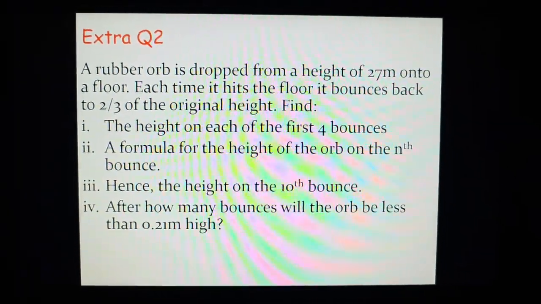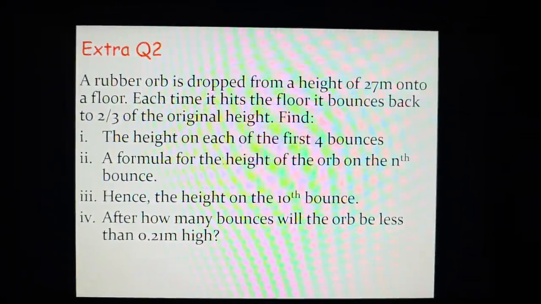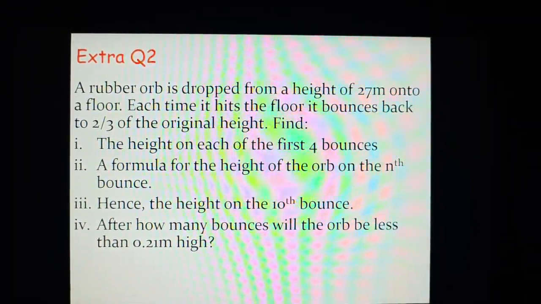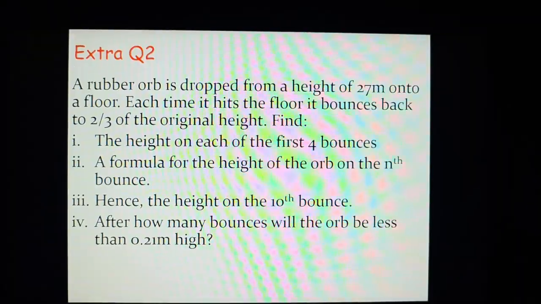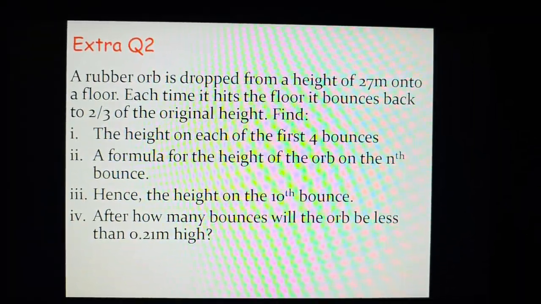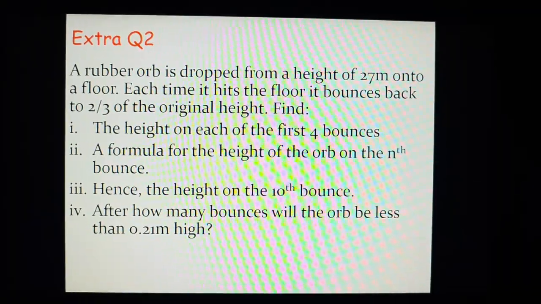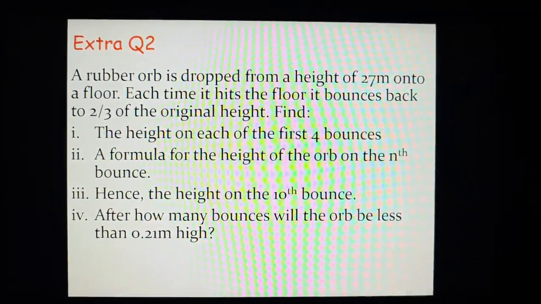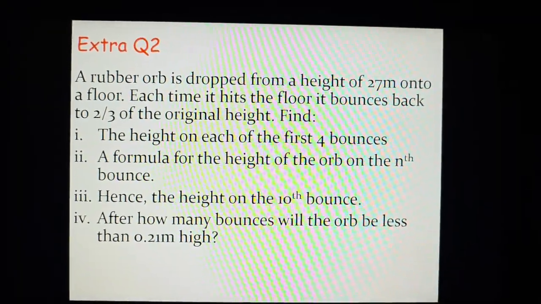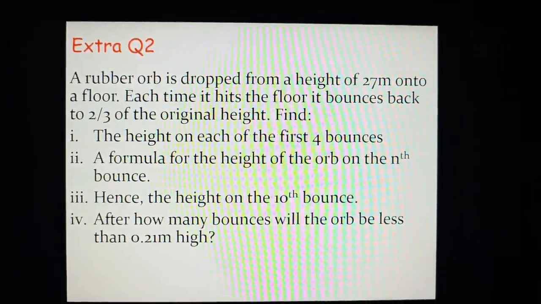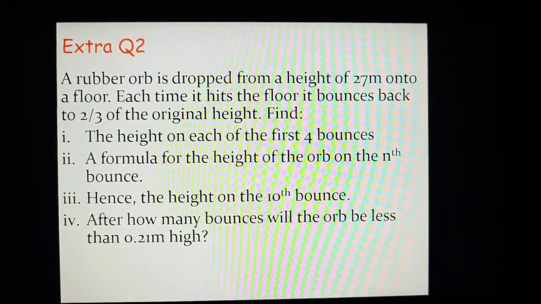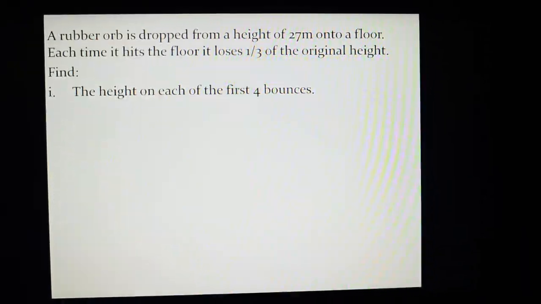Okay, here's another extra question to do. So I want you to pause the video again and go off and do this question. A rubber orb is dropped from a height of 27 metres onto a floor. So its initial starting height is 27 metres above ground, right? Each time it hits the floor, it's going to bounce back up to 2/3 of its original height. So it's going to retain 2/3 of its original height. It's losing 1/3 of its original height. Find the height on each of the first 4 bounces. So I'm going to set up a table.